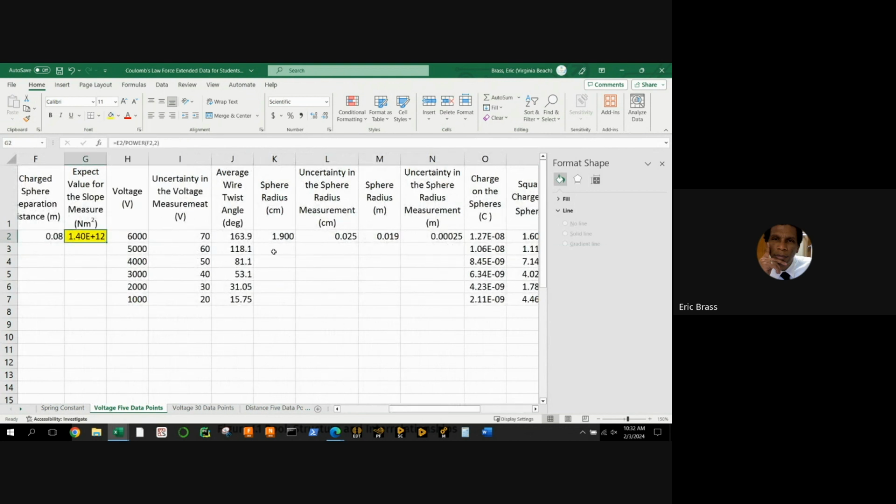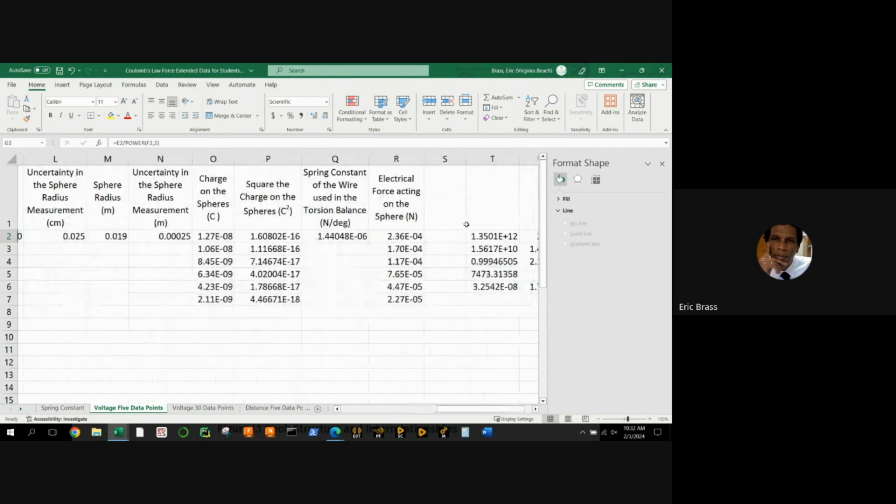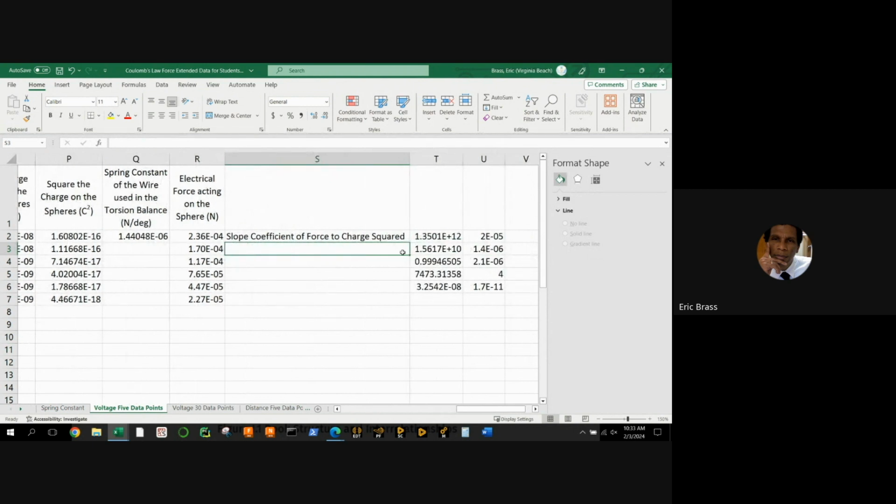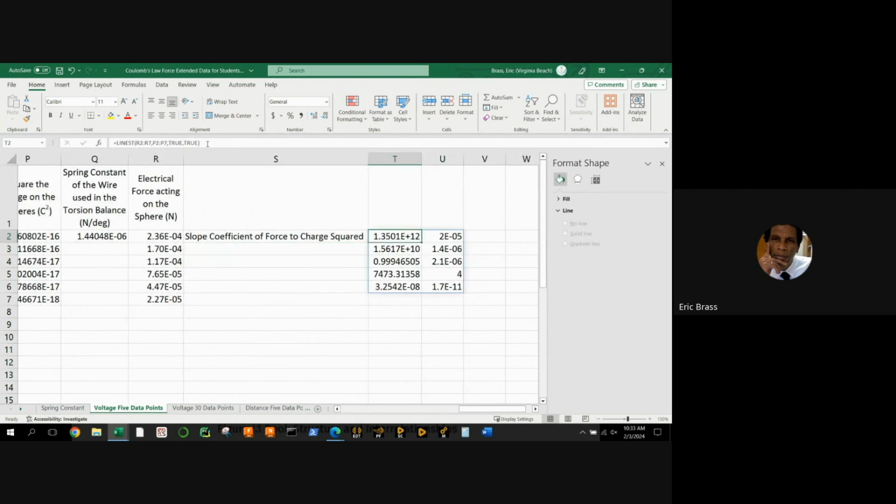Prediction is 1.40, and what we're measuring is 1.35. So this is the slope coefficient. Slope coefficient, all right, of force to charge squared. Okay. Really don't like it that far over, but so let's look at this prediction.